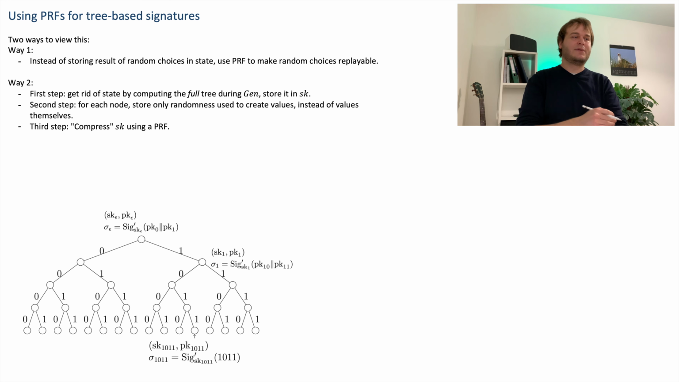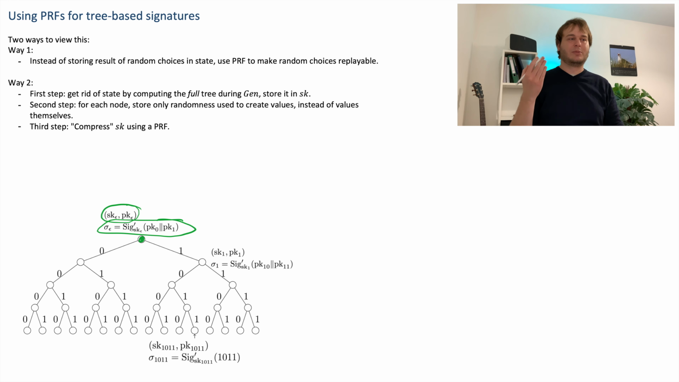And that is that as a first step, notice that in this tree-based construction, we could get rid of the complete state if we just compute the full tree during key generation. Obviously, we can't really do that because this takes way too long, but as a conceptual scheme, we can think about this. Then we just store the whole tree in the secret key, and that's it. Now, obviously, we don't need any state anymore because we can just look up everything in the secret key. Now, as a second step, we can think about each node in this tree. Each node in this full tree that we generated will contain a key pair and a signature.